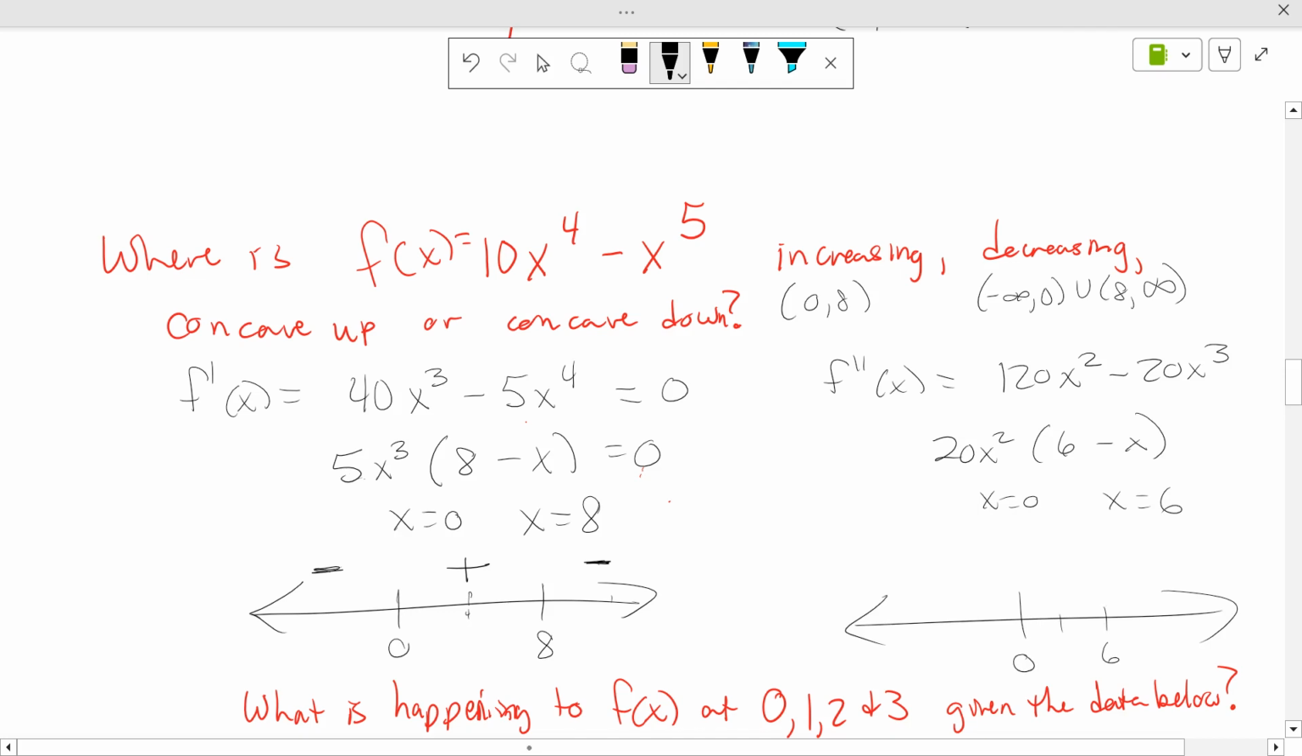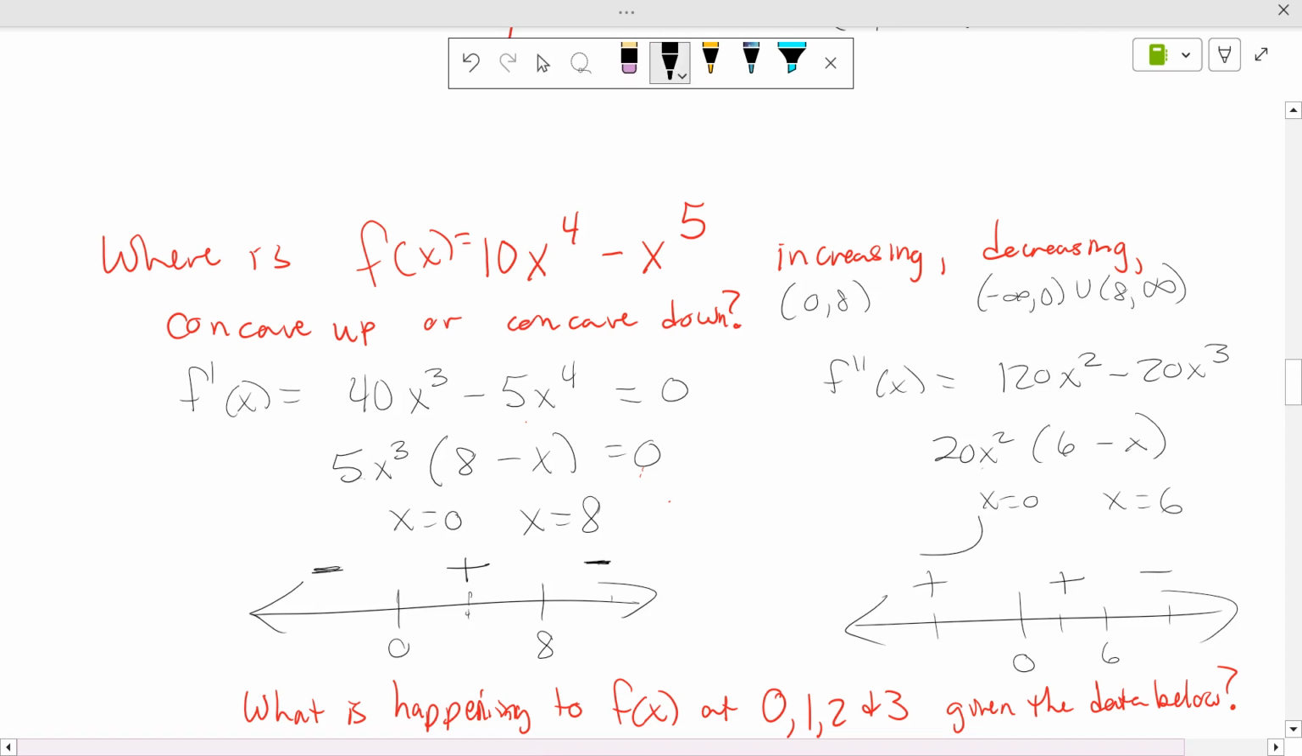So if I grab a 3, positive, positive, positive, so it's positive here. If I grab a 10, positive, negative makes it negative. If I grab a negative 10, it's positive here. So it's concave up, and then it flattens out, and then goes concave up again, or it's concave up, and then concave up again. So it kind of wiggles like this, but it never goes concave down.